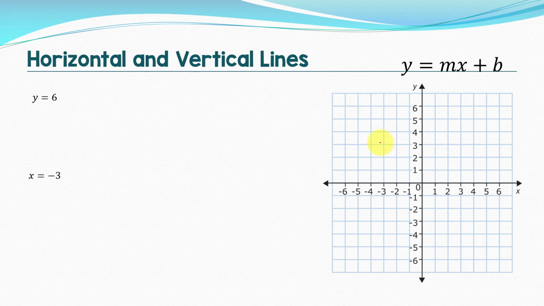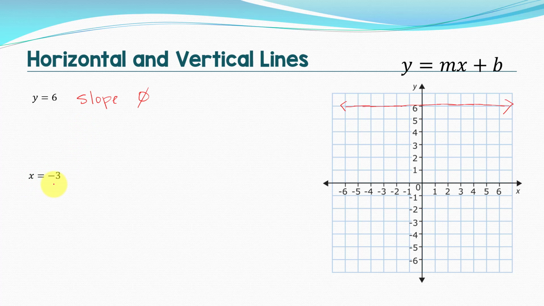Let's talk real quick about what happens when you have horizontal and vertical lines. So if I had the equation y equals 6, right? Well, y is just saying y is 6. So whenever there's a y value on that line, it will be 6. What it doesn't say is what the x values are. So the x could be anything, but y is always going to be 6. So this becomes a horizontal line going through y equals 6. So the slope of that would be 0. And it would be a horizontal line.